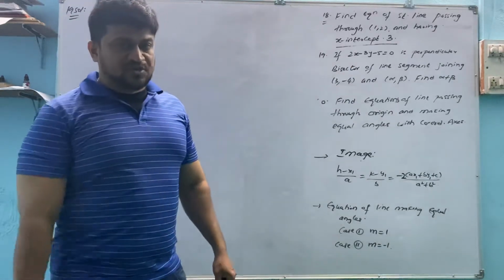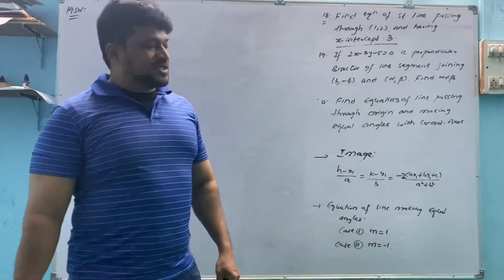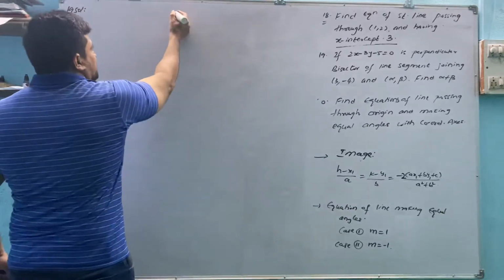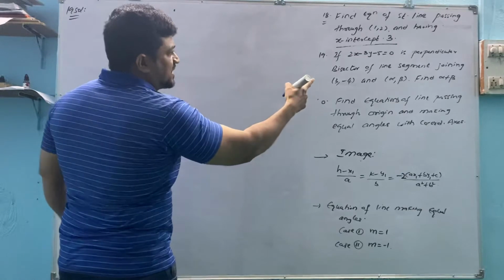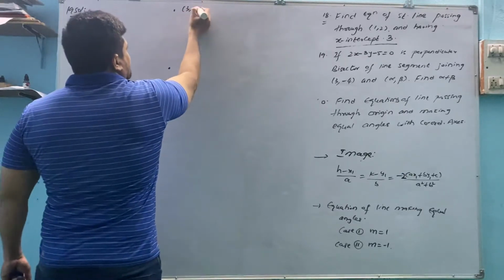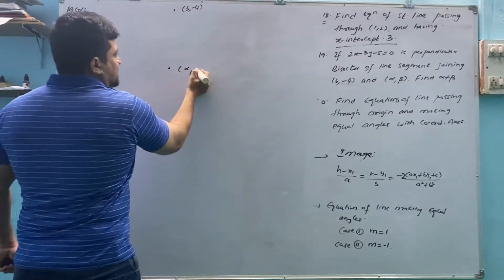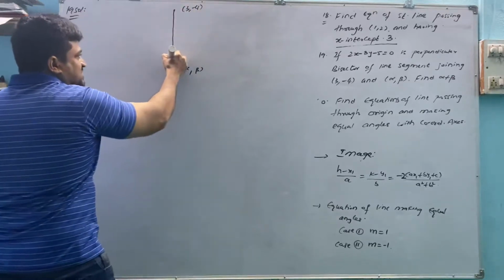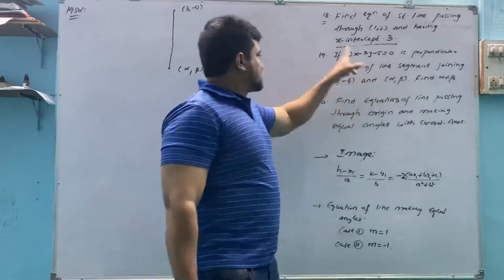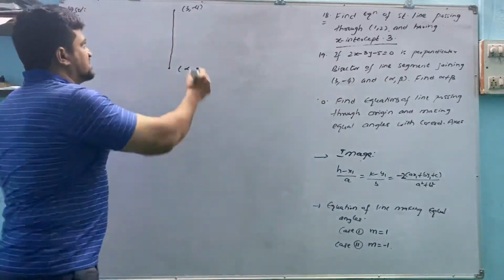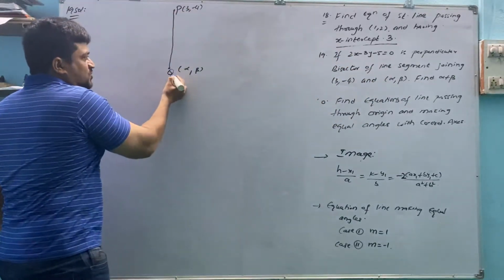So first you need to know what a perpendicular bisector is. See, if 2 points are given to us, what are those line joining points? (3, minus 4) and (alpha, beta). These are the line joining points. That means this is the straight line; these 2 points represent this straight line. Suppose this is P, this is Q.